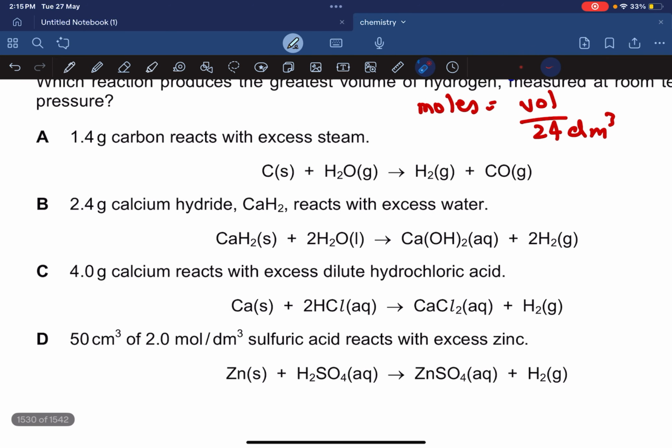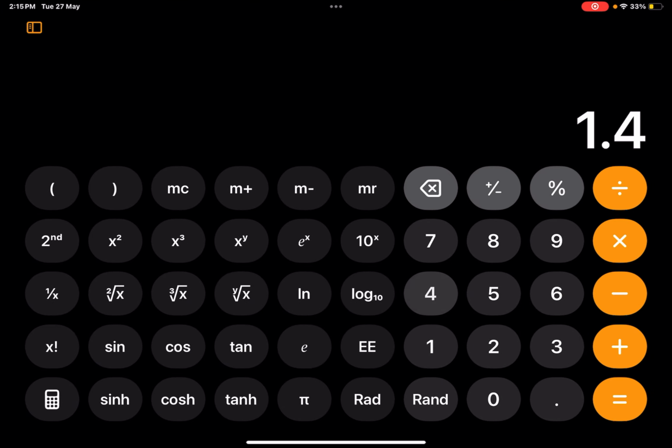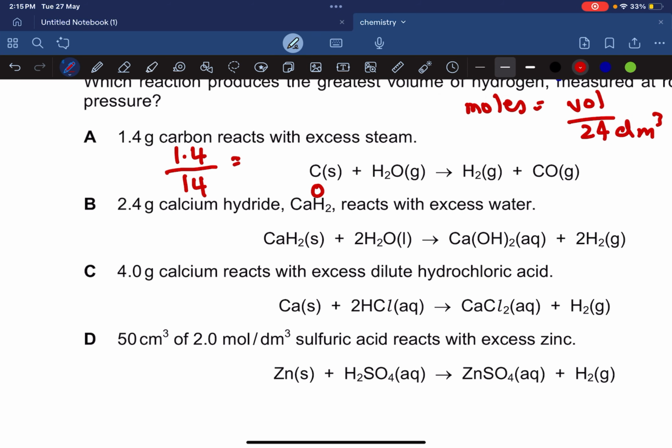Okay, we have 1.4 gram of carbon reacts with excess steam. Steam is in excess, so we cannot take the moles of steam. How many moles do we have for carbon? That's the mass divided by the MR of carbon, which is 14. 1.4 divided by 14 gives me 0.1 moles of carbon.